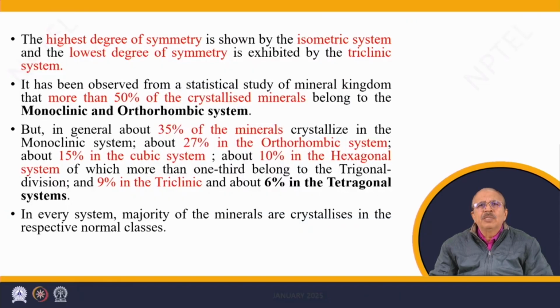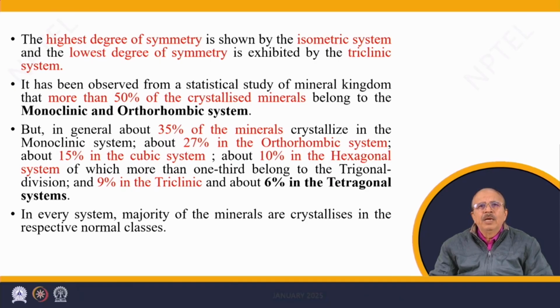The highest degree of symmetry is shown by the isometric system, and the lowest degree of symmetry is exhibited by the triclinic system. It has been observed from a statistical study of the mineral kingdom that more than 50% of the crystallized minerals belong to the monoclinic and orthorhombic system.